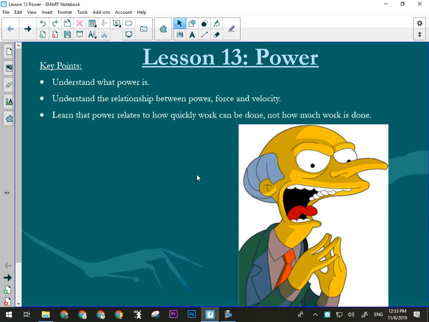All right, so we've got to understand what power is. We need to understand the relationship between power, force, and velocity. Just from a common sense point of view, if something is more powerful, is it also probably more forceful? Yes, generally. And we need to learn that power relates to how quickly work is done, not how much. That is the thing people mess up about power all the time. Power is the rate at which work is done, not how much work is done.